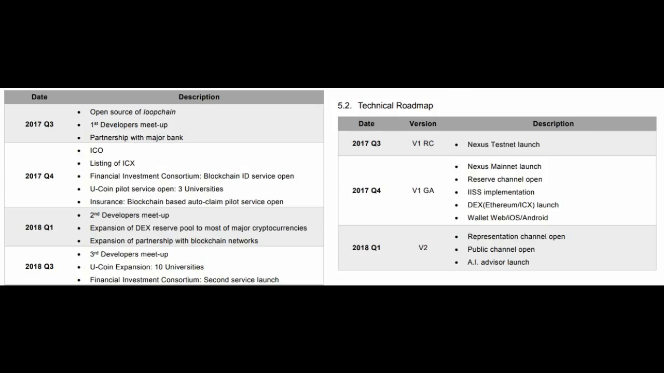So let's go over the technical roadmap. In quarter 3 of 2017, they have the Nexus testnet launch. Quarter 4 of 2017, the Nexus mainnet launch. Reserve channels start to open. IISS implementation. DEX launch, the decentralized exchange launch. And a wallet for the web, iOS, and Android. Finally, in quarter 1 of 2018, the representation channel will open, public channels will open, and the AI Advisor launch. I haven't got into that. Basically, the AI Advisor works with the decentralized exchange and learns from trades and will help guide you.